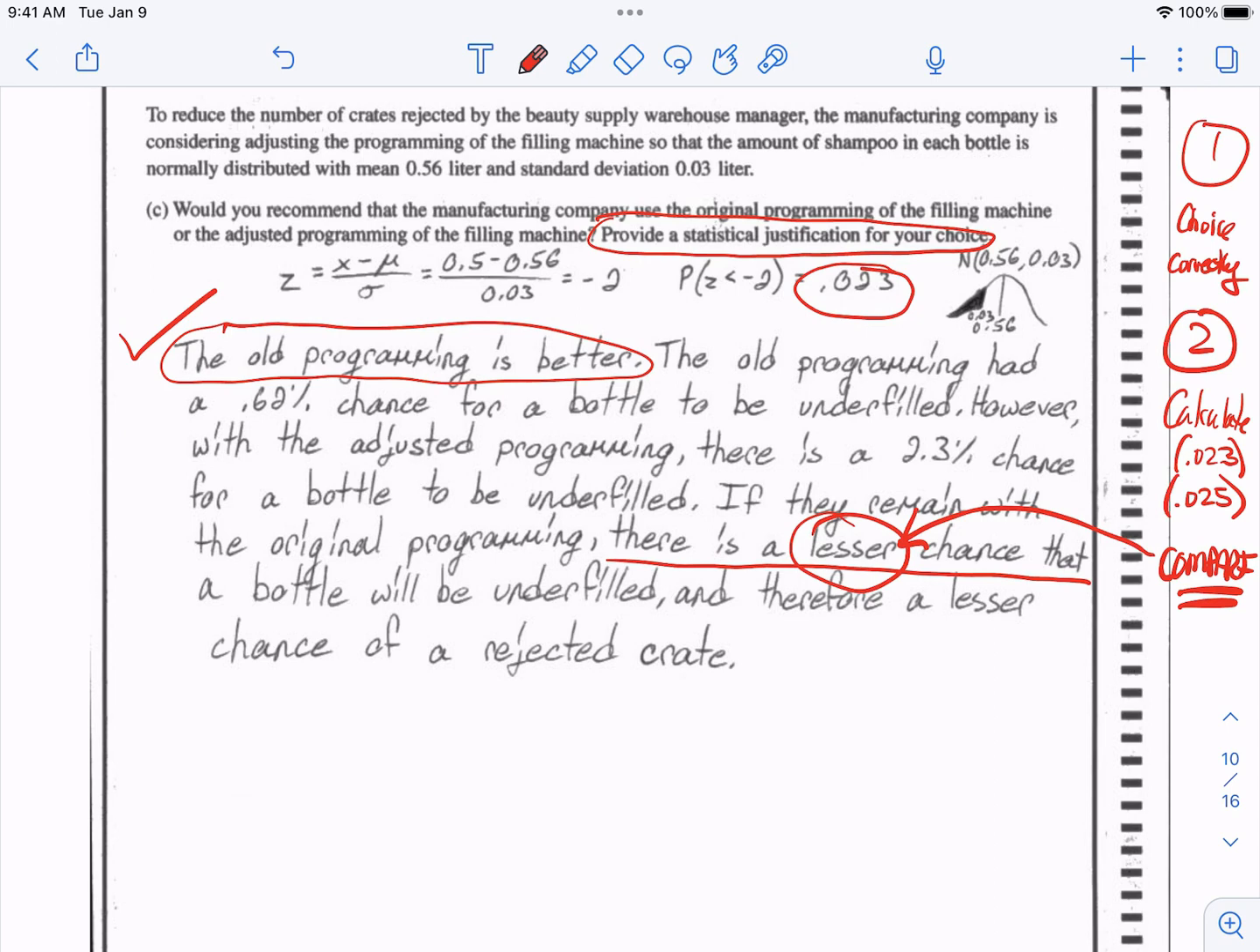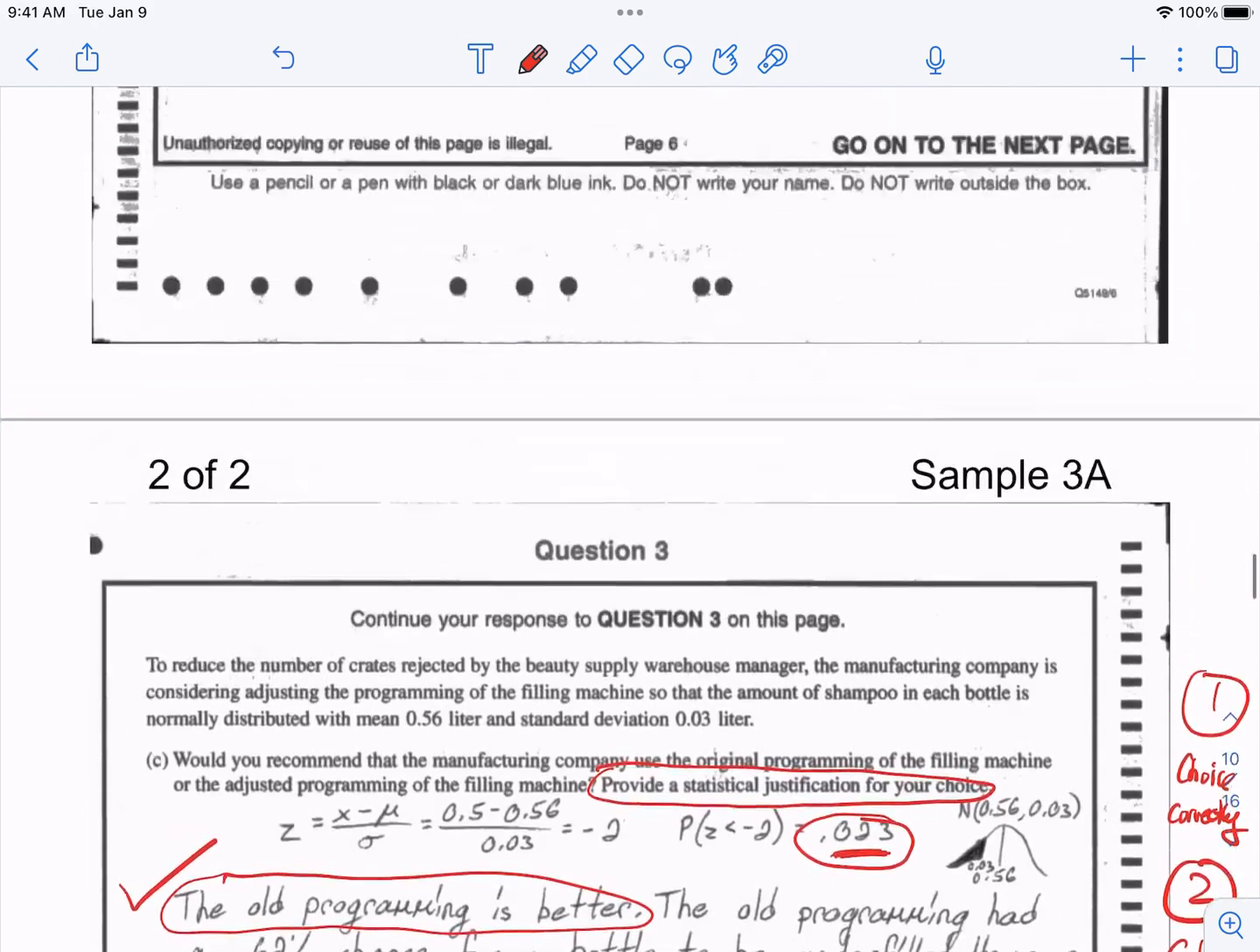So those two pieces, choose correctly, that the old is better or the original is better. And then the second component actually has two pieces. There has to be a calculation of the new or the adjusted, and there has to be a comparison that leads to that conclusion of choosing the original. So there you go. That's what we're looking for. So there is a checklist.